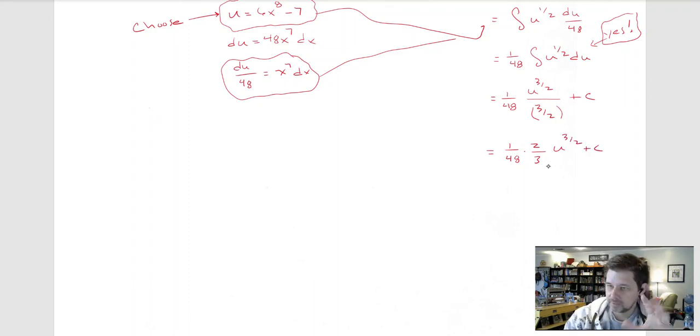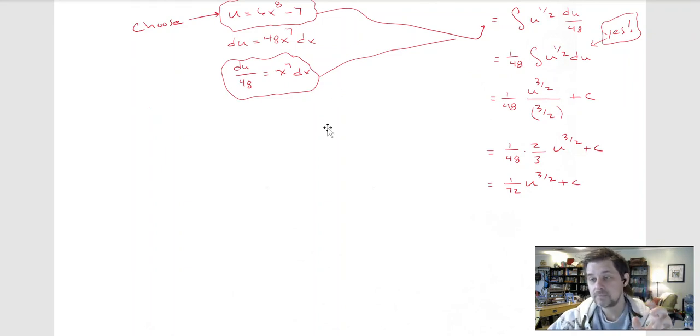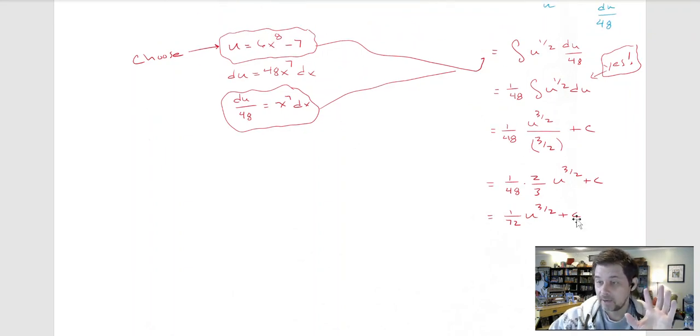Okay, let's clean it up a little bit more. I could reduce this a little bit. 2 goes into 48 24 times. But then if I have 24 times 3, that's 72. So let's write 1 over 72 u to the 3 over 2 power plus c. And then we got it all cleaned up at that point. Do you remember the last step? I have my answer. This is my answer right there. I use the rule to evaluate this indefinite integral.